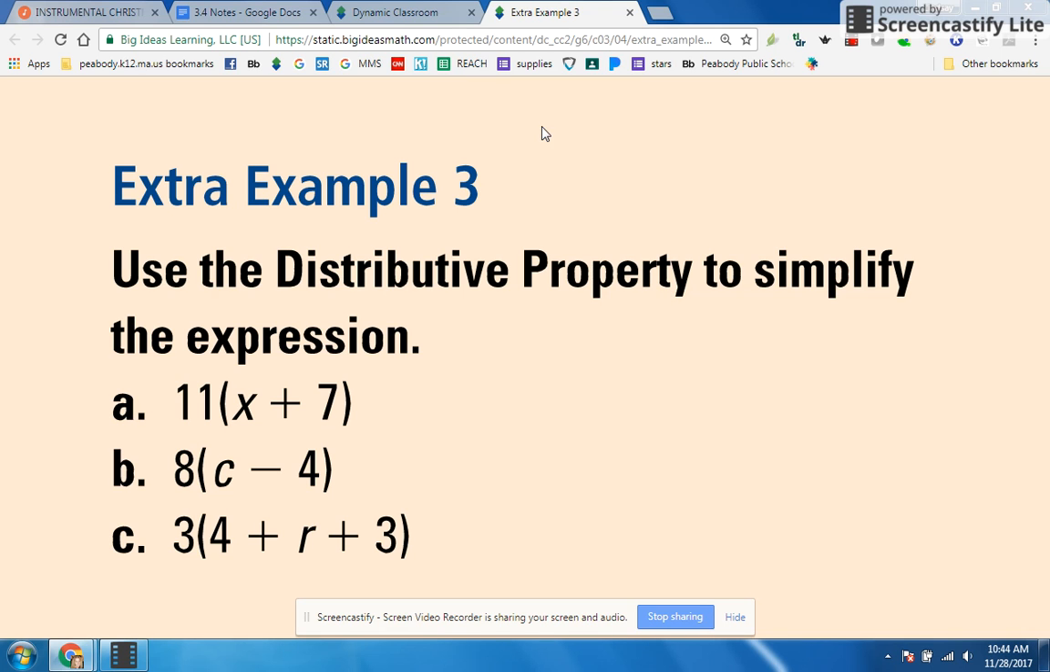So I'm going to have you try these. They're already set up for you. You're multiplying that outside number by everything on the inside and bringing down the plus signs. This one has a subtraction sign. That's okay. Just bring down a subtraction sign.